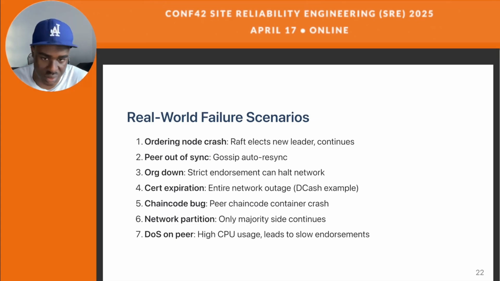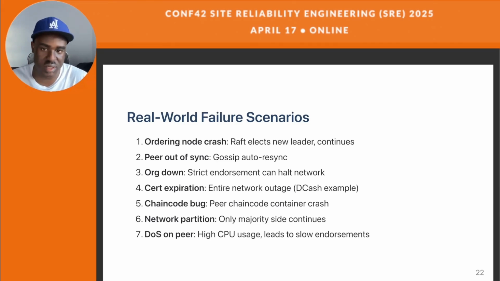only the majority side continues, so the minority will be stalled until it reconnects. Sometimes you have a denial of service attack, flooding with proposals that lead to excess endorsements or maybe even a stall. This is going to lead to rate limits. So from these incidents, we have seen that flexible policies, automatic renewal, and thorough monitoring are crucial.